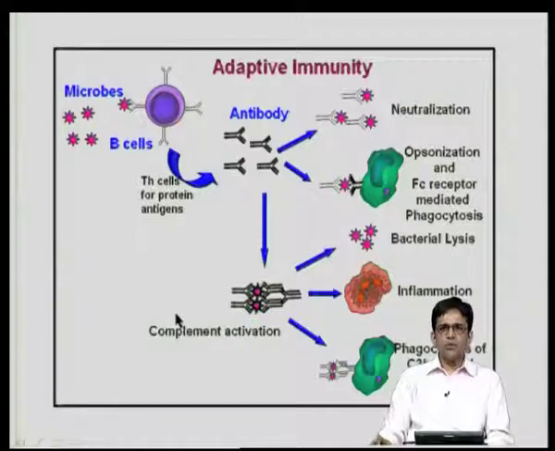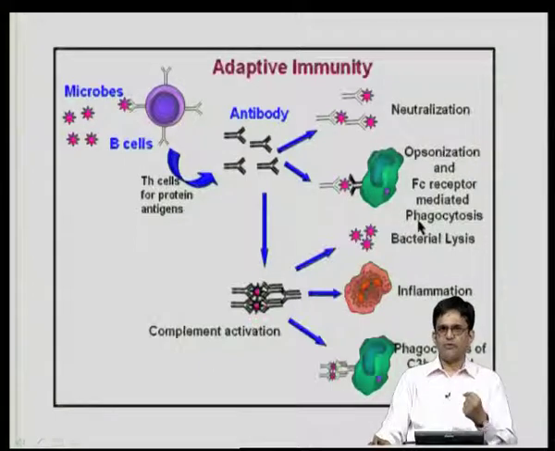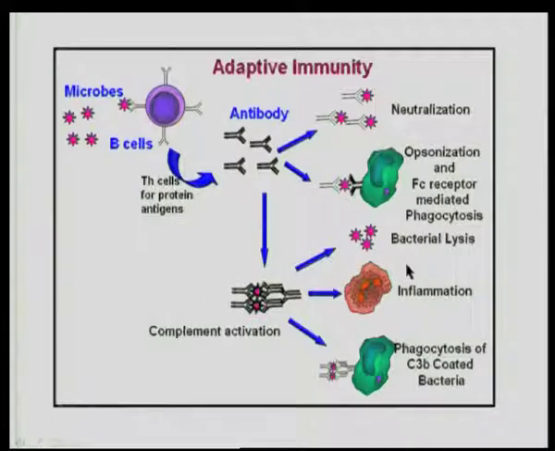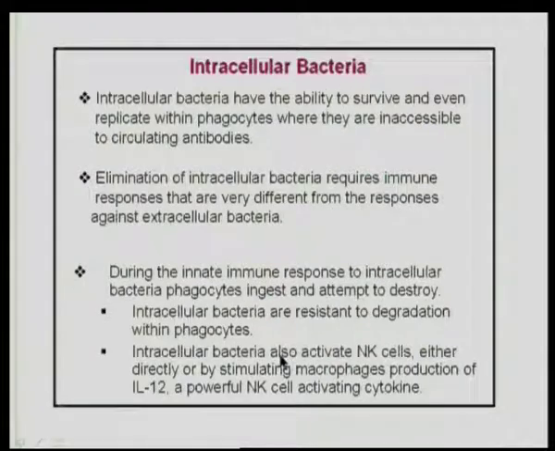Okay, so this gives us a little bit of a review. You have microbes, and you have your B cells, and you have an antibody response. You have neutralization of your toxins, of the microbial toxins. You have opsonization and Fc mediated phagocytosis, so they are taken up. You have bacterial lysis because you have activation of the complement system. You have inflammation and then phagocytosis of the complement coated bacteria.